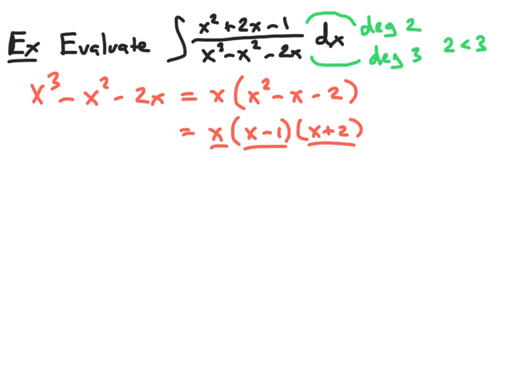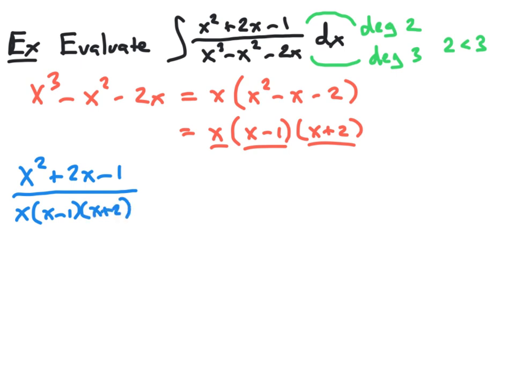We can now write down our partial fraction decomposition for this particular rational function. We start with our original rational function, (x squared plus 2x minus 1), and rewrite the denominator in the factored form that we just determined: x times (x minus 1) times (x plus 2). That, of course, is the same thing as x cubed minus x squared minus 2x. Because we have non-repeated linear terms, we're going to be able to write this partial fraction decomposition as a sum of 3 terms, one for each linear factor.